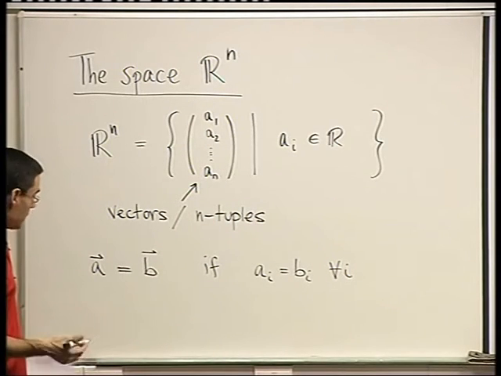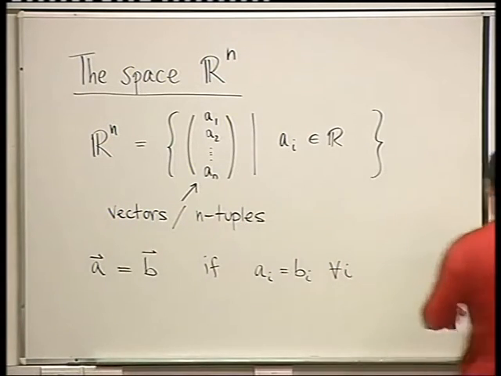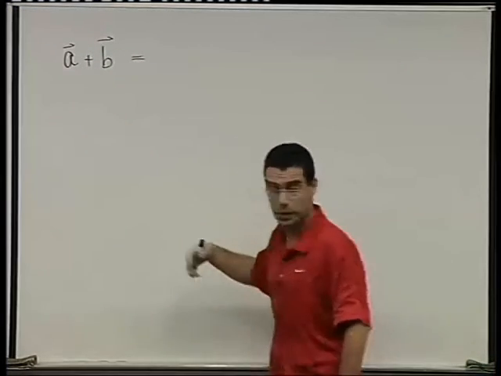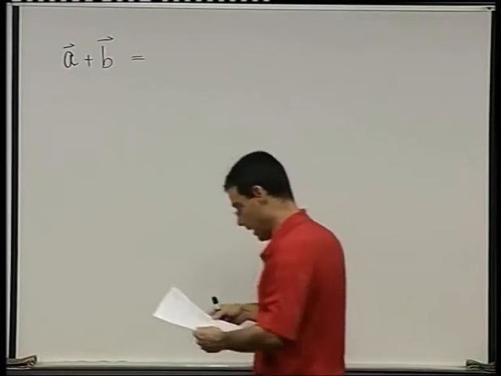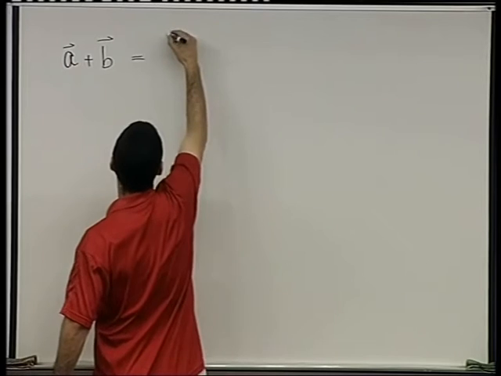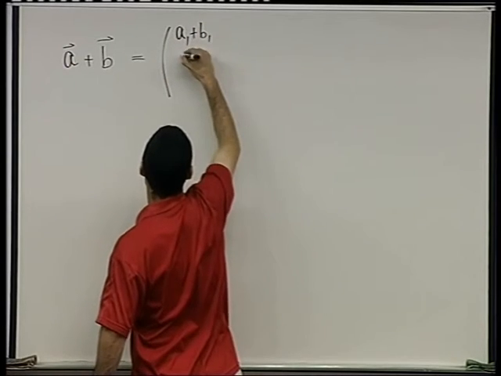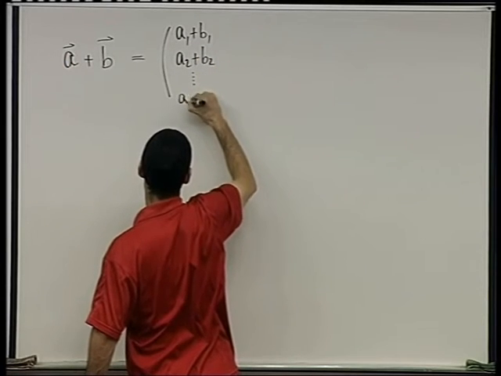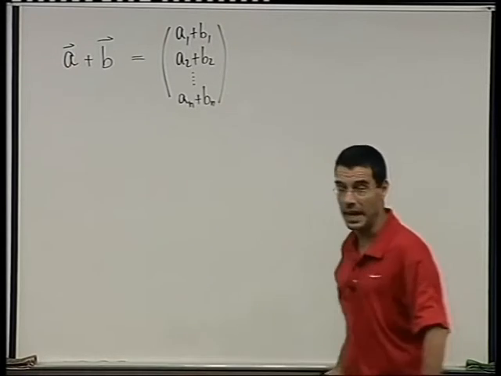How do we add two vectors? A plus B, how do we add them? We just do it component-wise. We add each ai with the appropriate bi. So A plus B is just going to be the vector that has a1 plus b1 in the first entry, a2 plus b2 in the second entry, all the way up to an plus bn. That's how we add vectors.